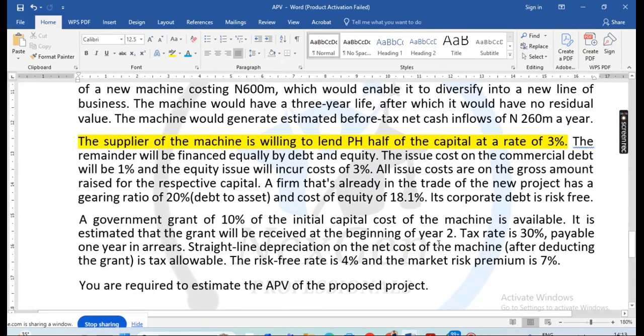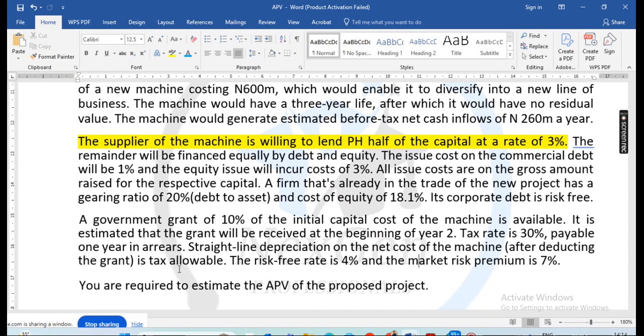Depreciation on the net cost of the machine after deducting the grant is tax allowable. Class, if you want to determine the depreciation, it is straight line depreciation on the net cost. Capital allowance is granted in lieu of depreciation, so that depreciation amount is tax allowable. It's like a capital allowance.